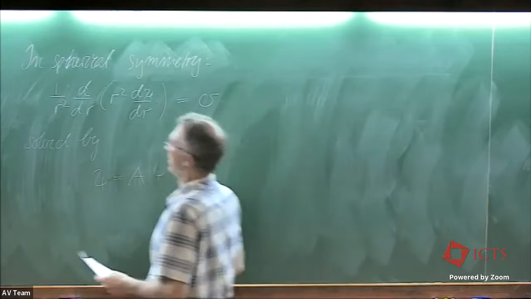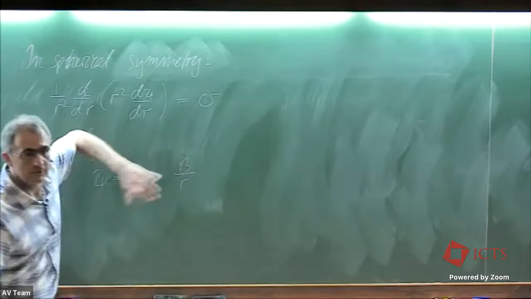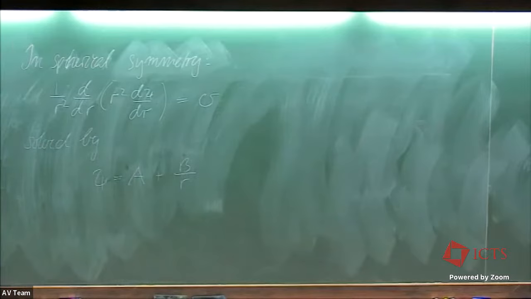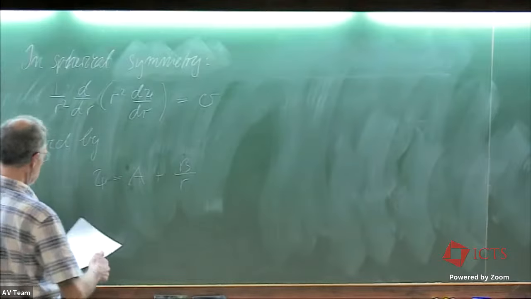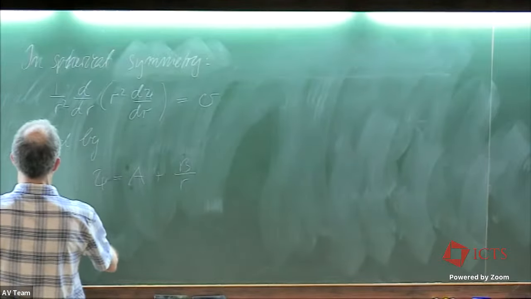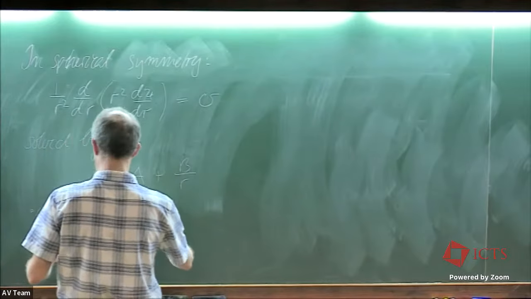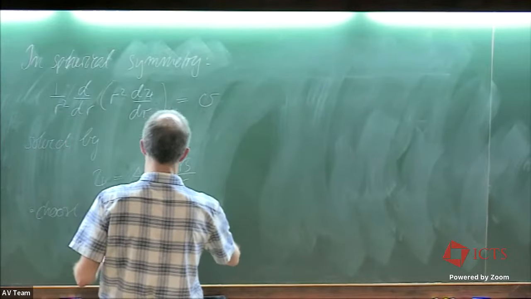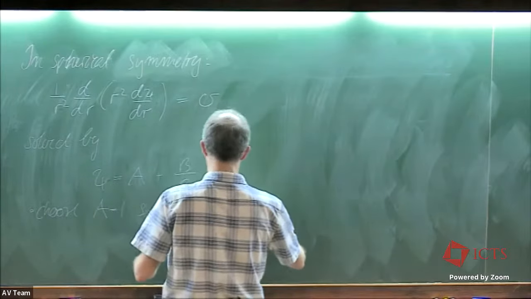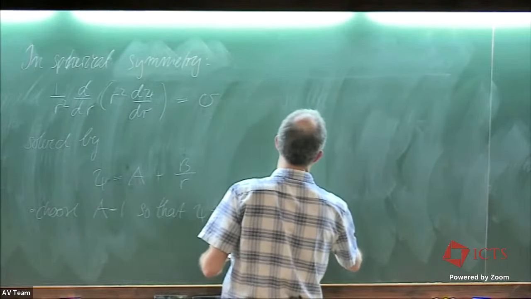Now, we have to choose these two constants, okay? We don't know yet what those are. But we could make a choice. We could say, well, asymptotically, we want to recover Minkowski spacetime. So we want the spatial metric to go just to the flat metric. So that means we want the conformal factor to go to 1 as we go to infinity. That means this constant a should be 1. Okay, so we can choose a equals 1, so that psi goes to 1 as r goes to infinity.